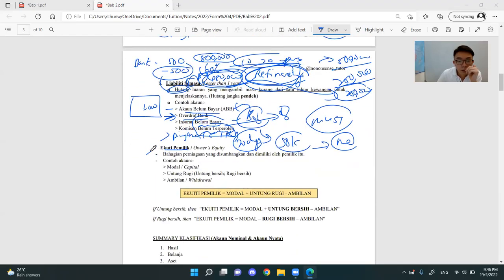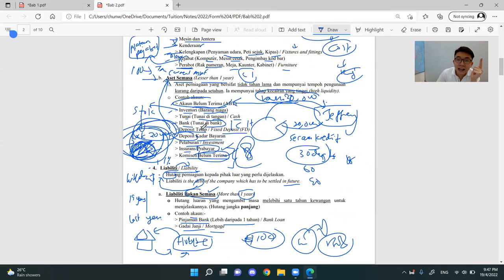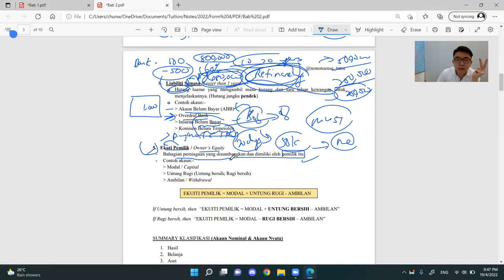Okay, we have done liability. So the last one, equity pemilik, the owner's equity. So this is the bahagian peniagaan yang disumbangkan dan dimiliki oleh pemilik. Can you see the owner's, the pemilik equity? So this is the part that is berkaitan dengan pemilik. You have to know that all this asset and liability earlier is the company, perniagaan. Sekarang, ini equity pemilik ialah berkaitan dengan pemilik kita.